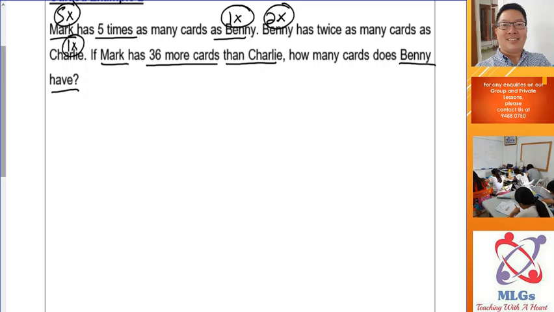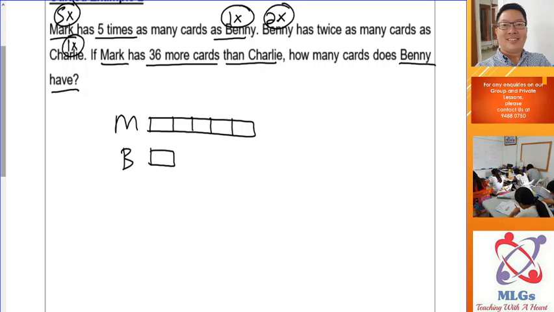So let's draw out the sentence. Mark has 5 times, so draw a rectangle cut into 5 units. You can see that I'm just drawing. I'm not even thinking about how to solve. All right, and Benny has only 1 time. So Benny has 1 unit. Okay, all right, keep reading.